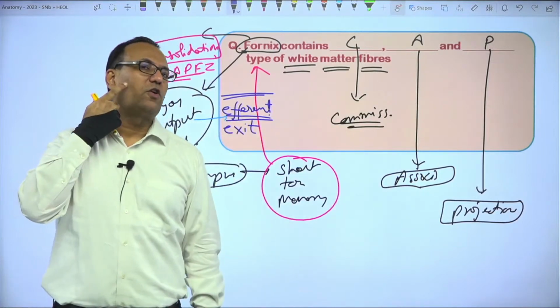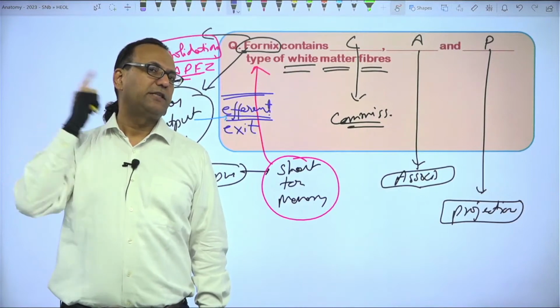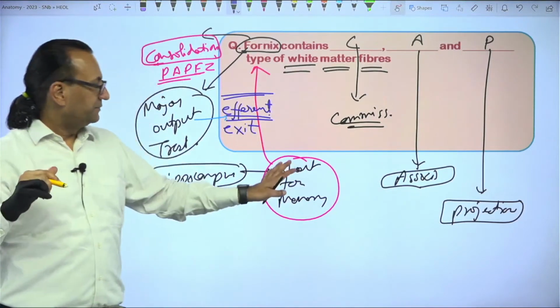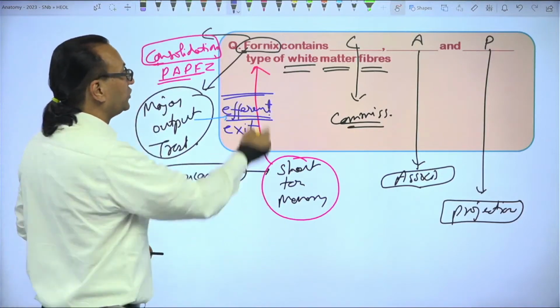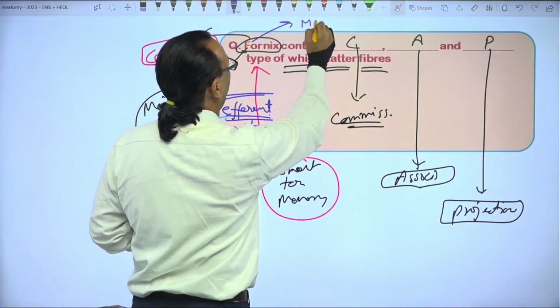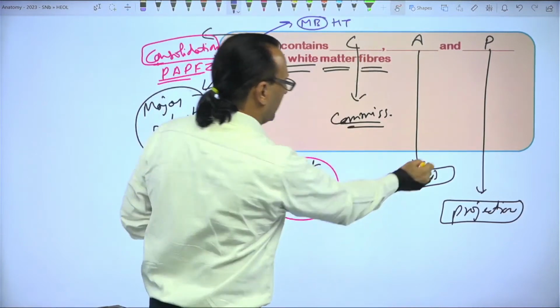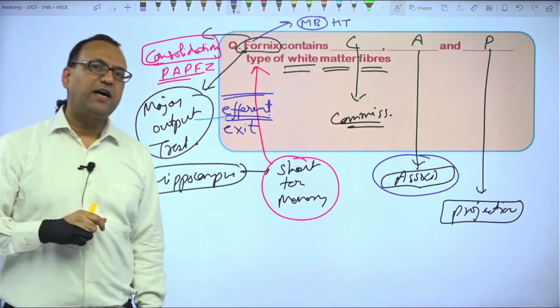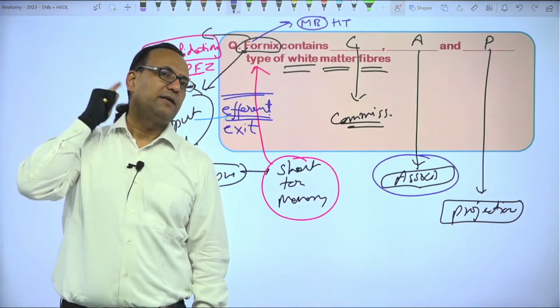Association means you do not cross the midline, you keep connecting the brain on the same side. What is it connecting? It will connect hippocampus with the mammillary body of hypothalamus. So fornix will carry the information to the mammillary body of hypothalamus, that is association fiber. Association fibers do not cross the midline, they keep connecting parts of the brain on the same side.